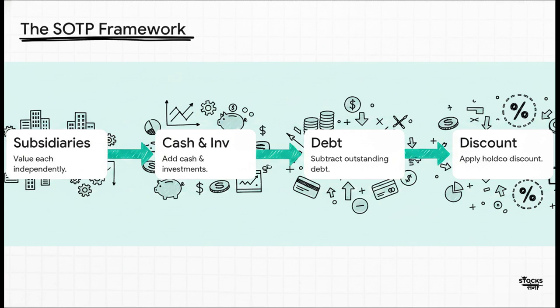First, value each subsidiary completely independently. Use the market cap if it's publicly listed, or run a ground-up DCF if it's private. Second, add the holding company's standalone cash and investments. Third, subtract any outstanding debt at the parent level. And fourth, this is the absolute most critical step. You must cleanly execute the holding company discount.